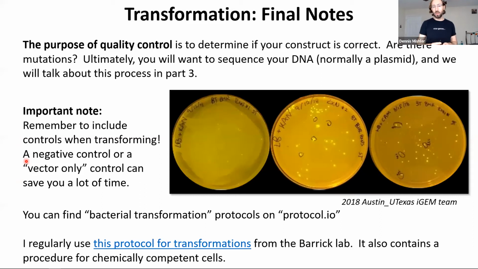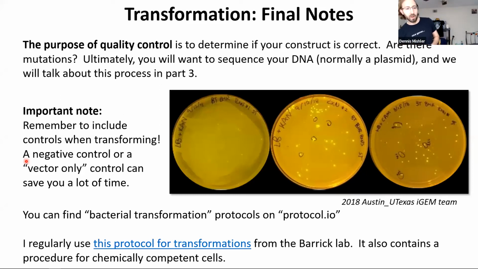If you have a vector-only control and it shows 5 or 10 colonies, and then your experimental transformation shows 50 colonies, oh, that's okay. Yeah, a few of those 50 colonies might be false positives, but most of them are probably good, and so that's okay. And so it's really important to have these negative controls. It's also great to have a positive control to tell you if your transformation technique worked, but the negative controls for transformations are super important, all right?